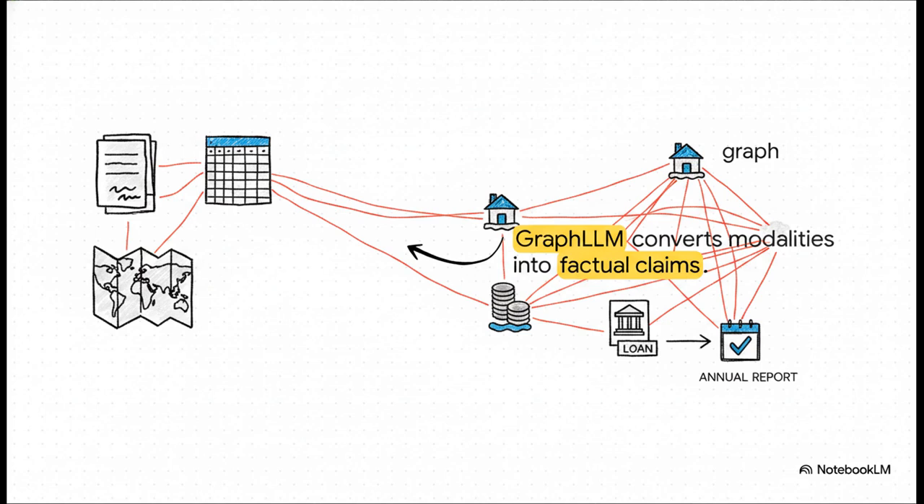You've got all these disparate clues, right? Text, spreadsheets, geographic maps. Well, the absolute genius of Graph LLM is that it uses a fine-tuned large language model to act as that famous red string on a detective's corkboard. It ingests all of these different modalities and perfectly connects them into a singular, computable, typed graph of factual claims. It maps out exactly how an asset in a flood zone connects to a specific bank loan and whether the bank's annual report even bothers to mention it.